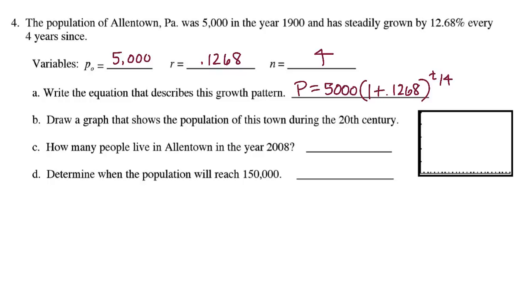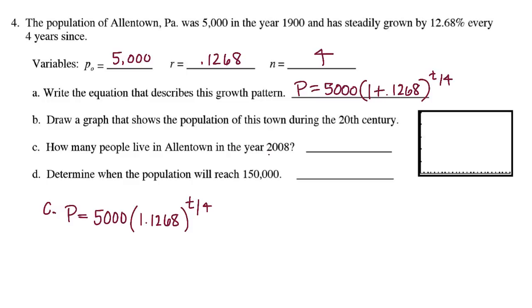And again, you're welcome to combine those values inside the parentheses. All right, moving on past the sketching, we again know what that's probably going to look like. So let's do part C. How many people will live in Allentown in the year 2008? So we have to be careful. Again, I would write my equation to see what all values we need. We have 5,000 times 1.1268. And we need a time frame, and then we need to divide that by 4.